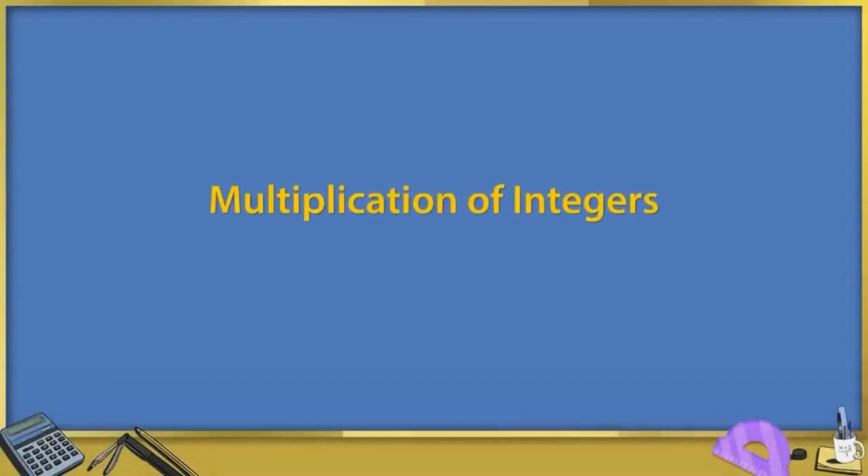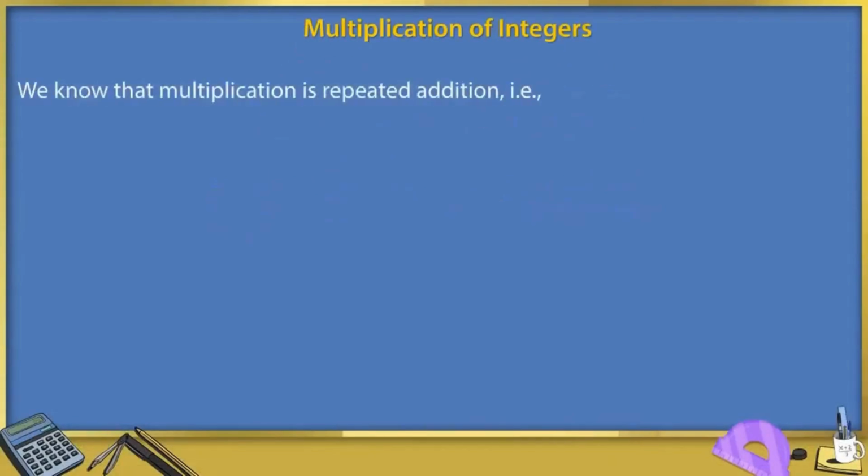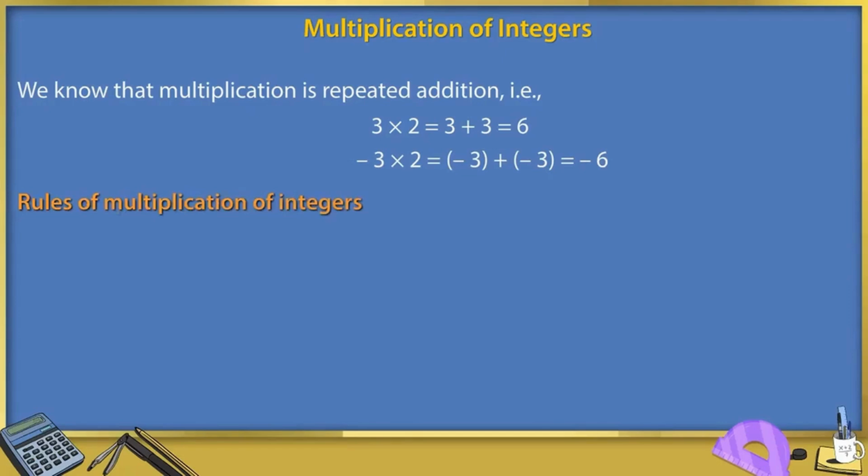Multiplication of integers. We know that multiplication is repeated addition. That is, 3 into 2 is equal to 3 + 3, which is equal to 6. -3 into 2 is equal to (-3) + (-3), which is equal to -6. Rules of multiplication of integers.